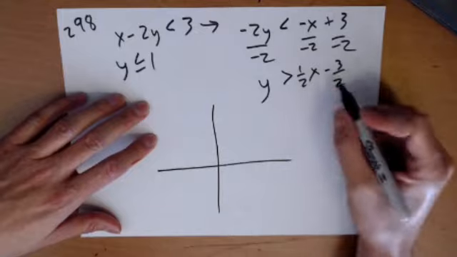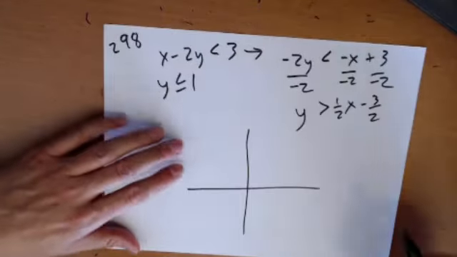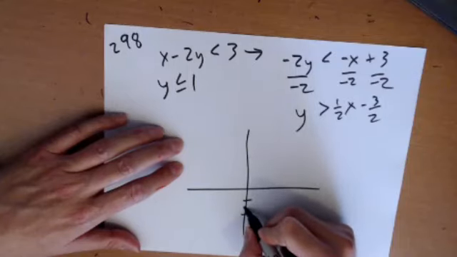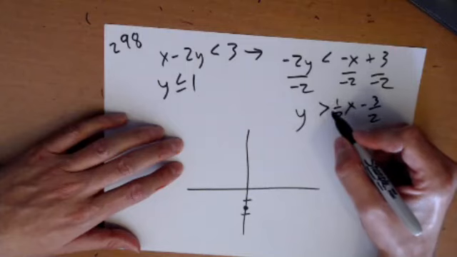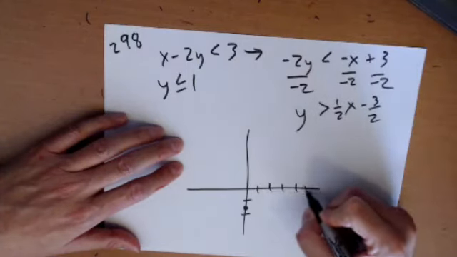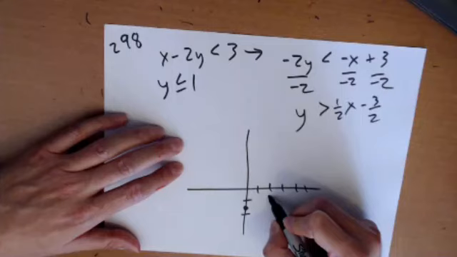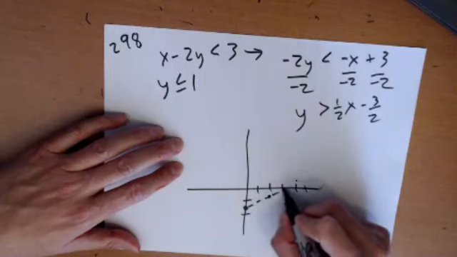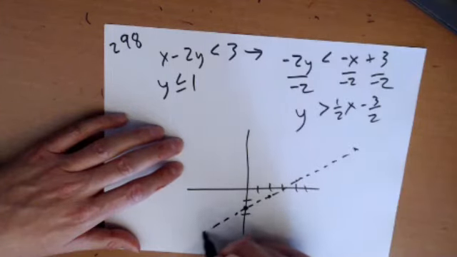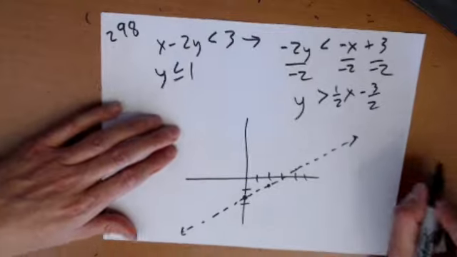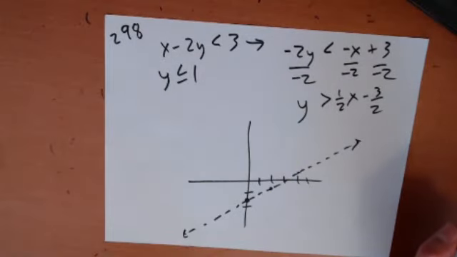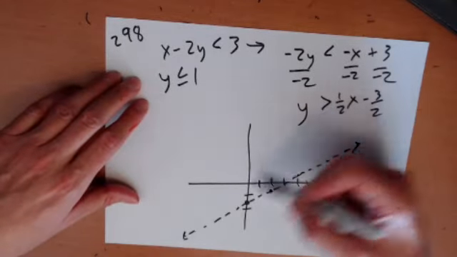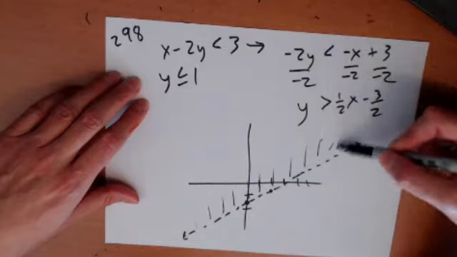Let's graph that here in black ink. So go to negative 3/2. So negative 1, negative 2, it's right in between. Put a dot. Slope of 1/2, up 1 over 2. So up 1 over 2, up 1 over 2, and it's a dashed line. If you have graph paper, it'd be a lot cooler. Okay, and now we want to shade to see which side. Y values greater than, so everything on this side of that dashed line.